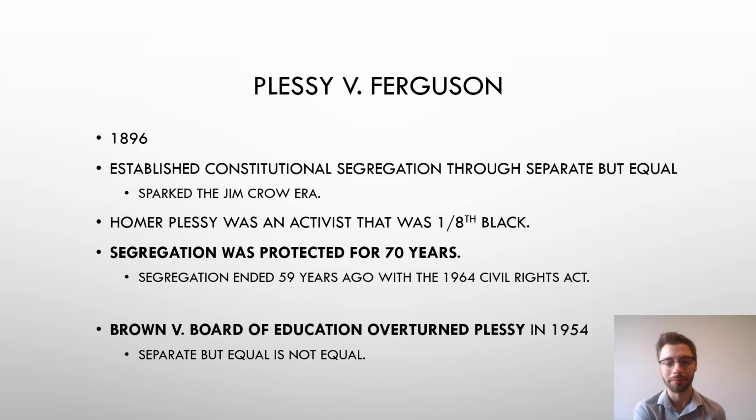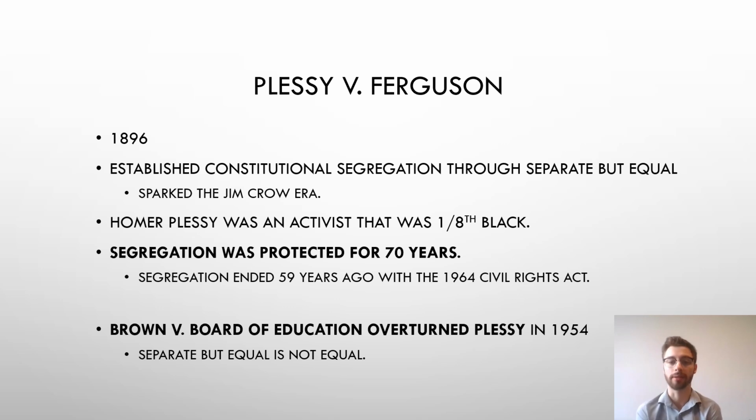Plessy v. Ferguson. We're going a little back in history for this one, as this ruling was implemented in 1896. Now, Plessy was the name of an individual who was actually 1/8 black and was able to ride the white railway cars peacefully without any conflict. But he knew that this was problematic, and he did not support the Separate Car Act of 1890.